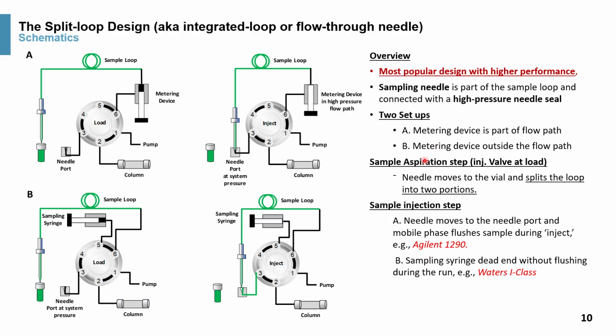The other approach is where the metering device is outside the flow path, in the B configuration, as exemplified by the Waters I-Class UPLC. So once again, the schematic demonstrates what happens during the aspiration and during the injection step in a split loop configuration or integrated loop configuration.